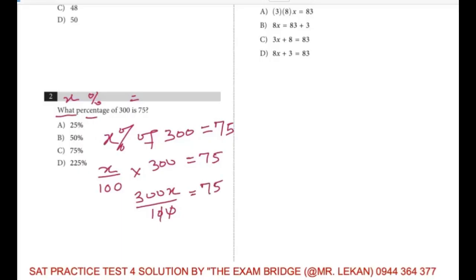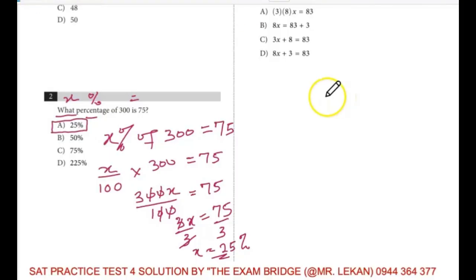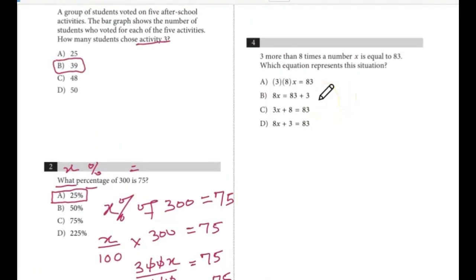So 0 can cancel 0 right here. So I have 3x is equal to 75. Divide both sides by 3. We cancel 3 right here. So your x is equal to 25%. So that means my answer is 25. I believe you understand the steps. Now let's go to question number 3.